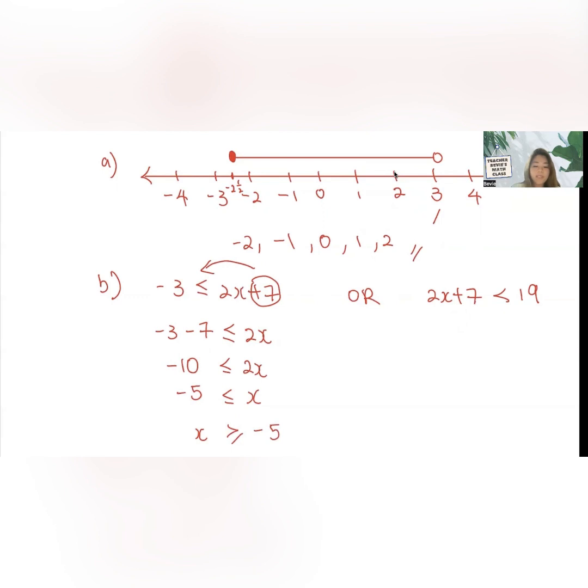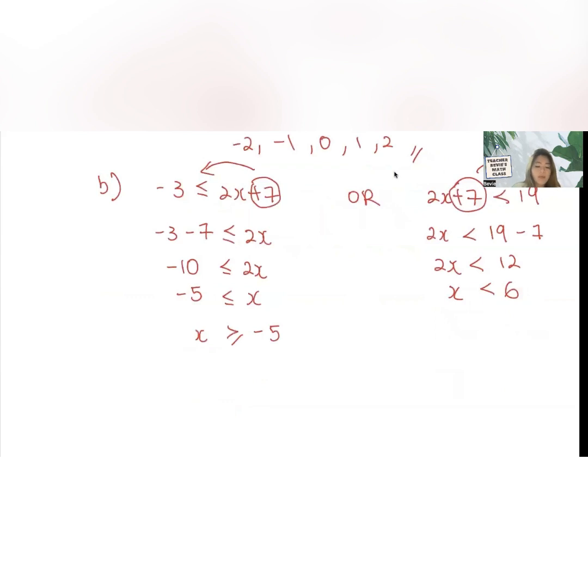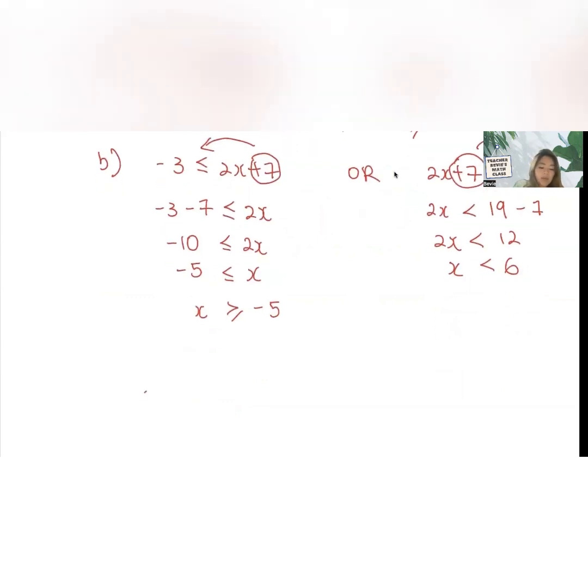As for my right-hand side, 2x plus 7 smaller than 19. Same thing, 2x will stay smaller than, I'll bring this 7 over, 19 minus 7, which gives me 12, and x will be smaller than 6. Now that I have these two inequalities, I'm not done. I have to represent them on my number line first.